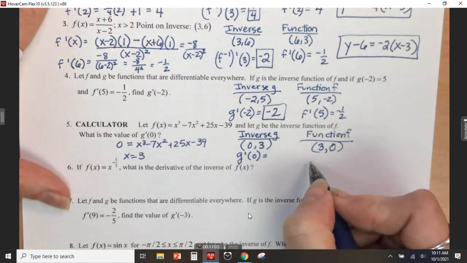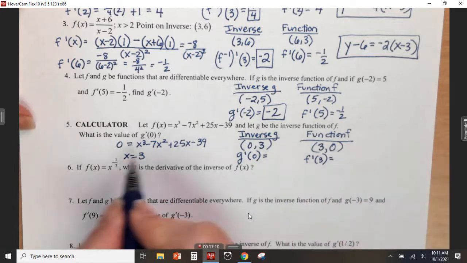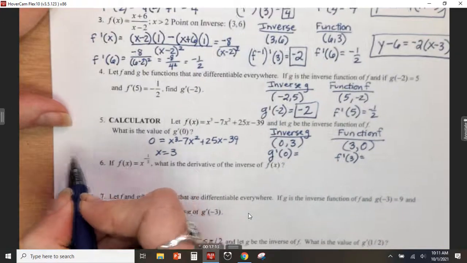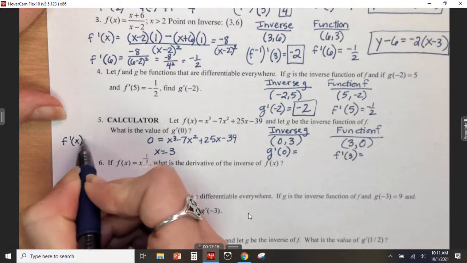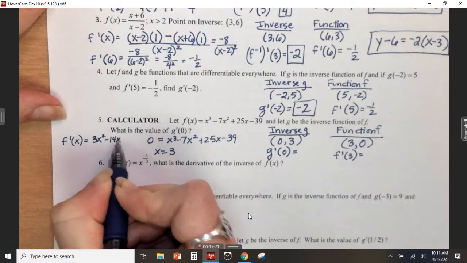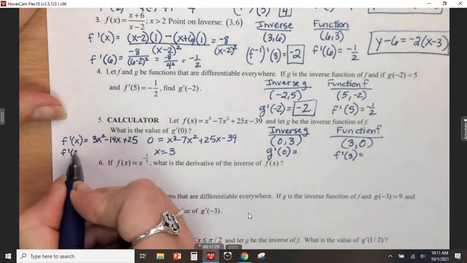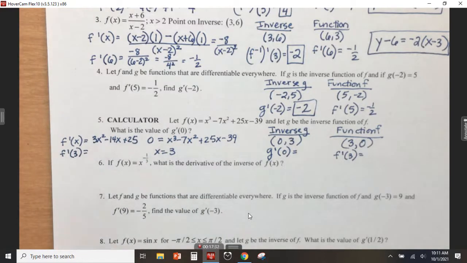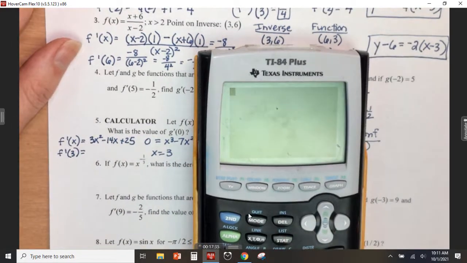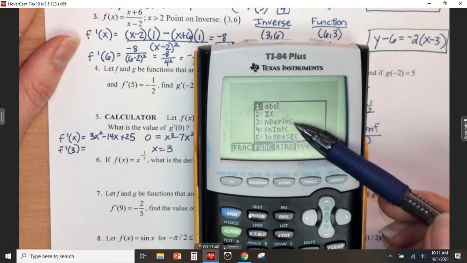So now I want to know what is f prime of 3. So I need to take the derivative of this function, f prime of x, which will be 3x squared minus 14x plus 25, and substitute 3 in there. Or, since this is a calculator problem, I could do this in my calculator. I could go to my home screen, and I could hit alpha window, option 3 for derivative. Y'all remember doing this earlier this year.